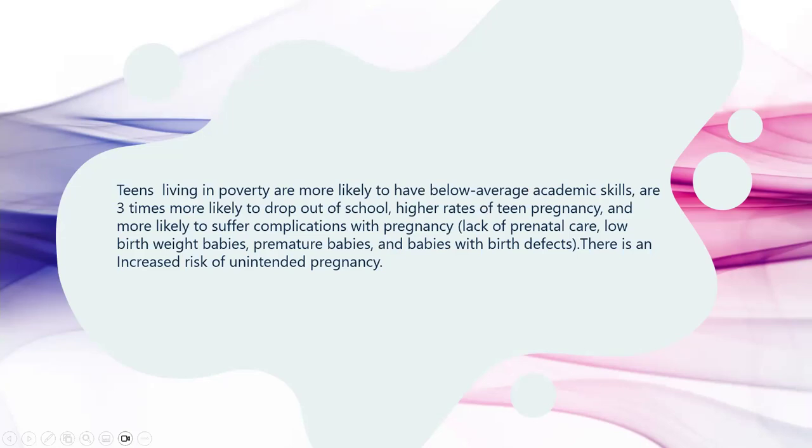Teens living in poverty are more likely to have below average academic skills and are 3 times more likely to drop out of school. This is all evidence-based information. They have higher rates of teen pregnancies and are more likely to suffer complications with those pregnancies because of the lack of prenatal care. As a result of the lack of prenatal care, there might be low weight babies, premature babies, and even birth defects. There is also an increased risk of unintended pregnancy in teens living in poverty.